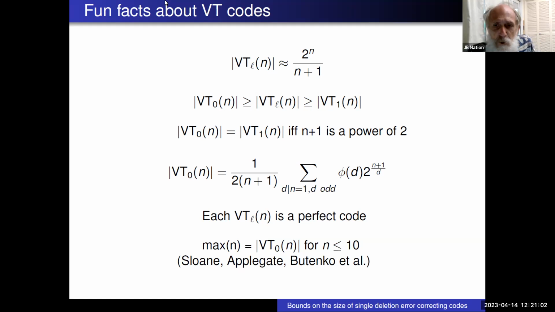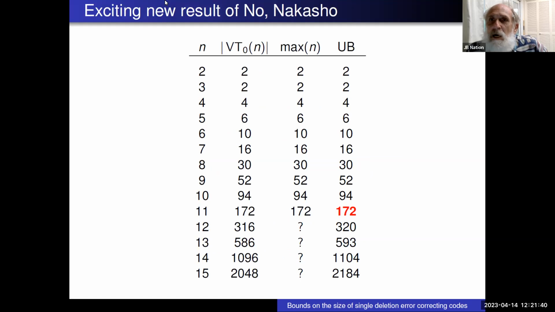So again, the conjecture from 1966 is that this is the largest size of a code. Okay. Well, up to n equals 7, Neil Sloane was able to prove that before 2000. About 2002, Gate added 8, and then Butinko and his group at Texas A&M extended this to 10. So I'll put this in a chart in a second, but in fact, the conjecture is true for n at most 10.